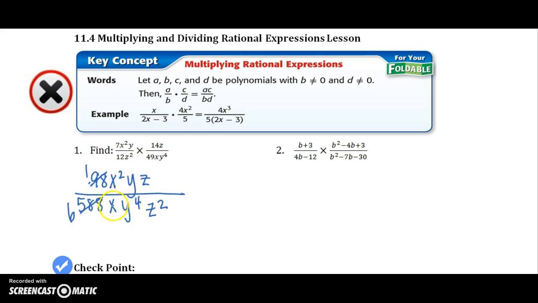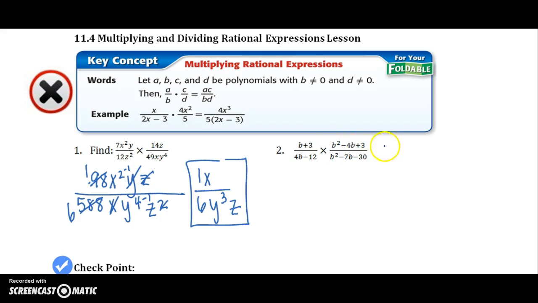And then our x's, this x can come up and cancel. So we actually have 1 over 6x, because 2 minus 1 is 1. Bring this y down and subtract 1y. So we have y to the third. This z cancels with one of the z's over z. And that would be your final simplified answer.